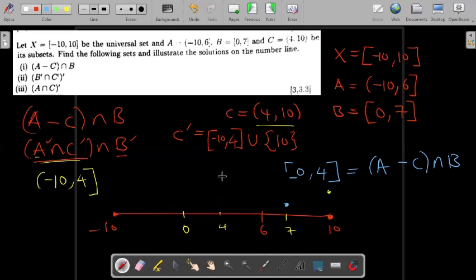So when I plot this, what am I going to have? Let me erase this part as well, and 10 there. Okay, so I plot from 0, so 0 is here, up to 4. 4 is there, it's closed on both sides, this side and that side. So this here is going to be my A minus C, intersect B, and you're done just like that.